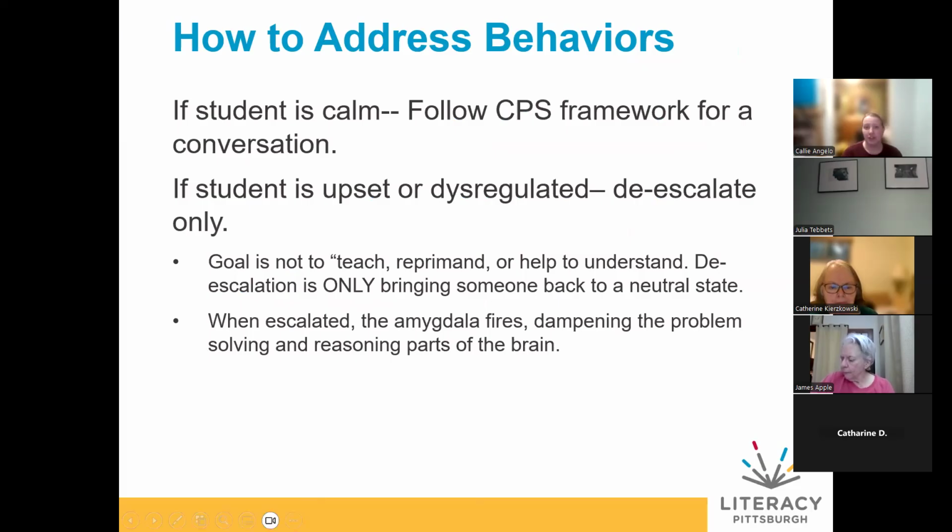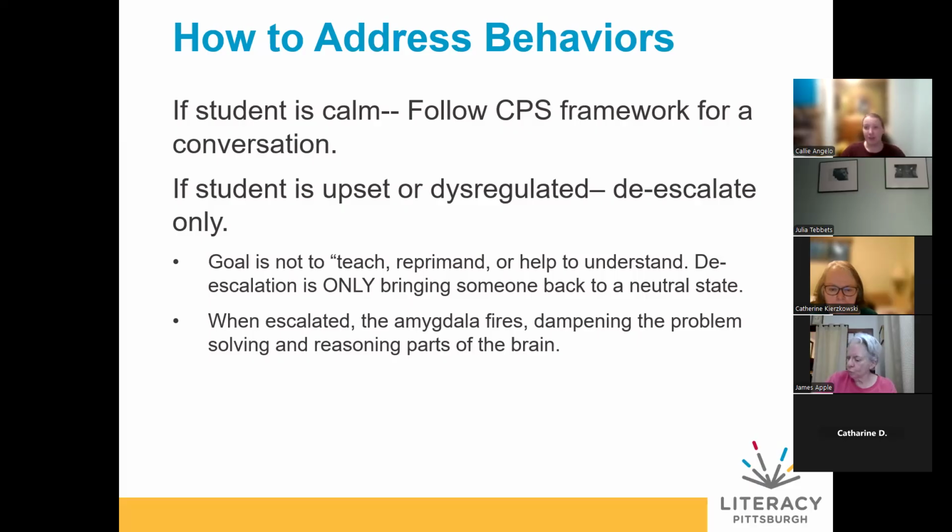So, when students are having any of the behaviors on that list, if a student is calm, you can follow the CPS framework and engage in a conversation directly. That would mean identifying the behavior that you saw, determining if the student also noticed the behavior. Oftentimes they will, especially if it's someone who is diagnosed with a disability. Most often, students are very familiar with their tendencies. So ask them if they have identified it and how they perceive it, and go from there following CPS.